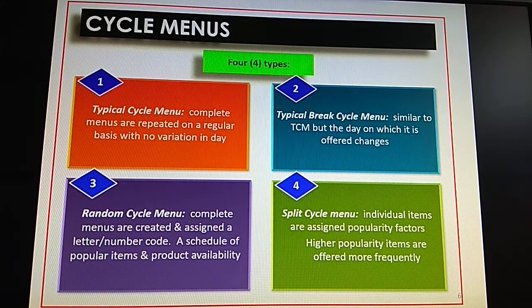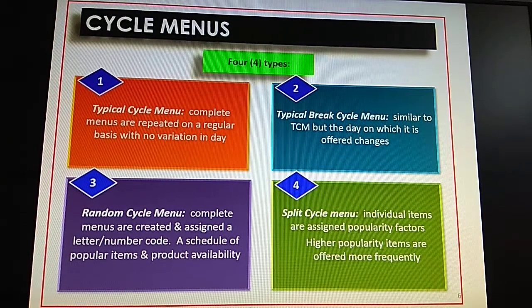And then the third one, we have random cycle menu. Complete menus consisting of appetizer, soup, main course, desserts, and sometimes they also have starters. Complete menus are created and assigned a letter, a number code, a schedule of popular items and product availability.